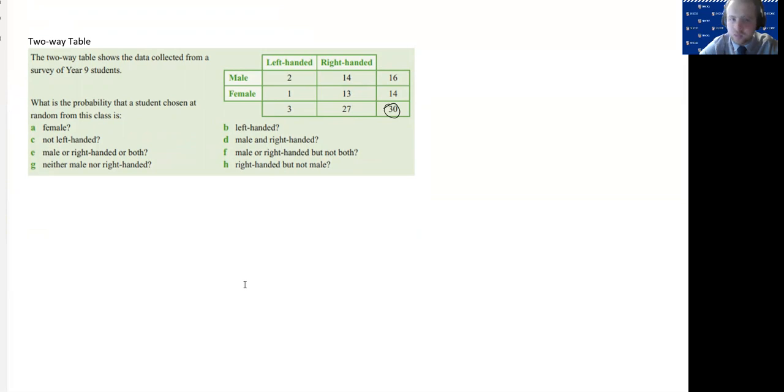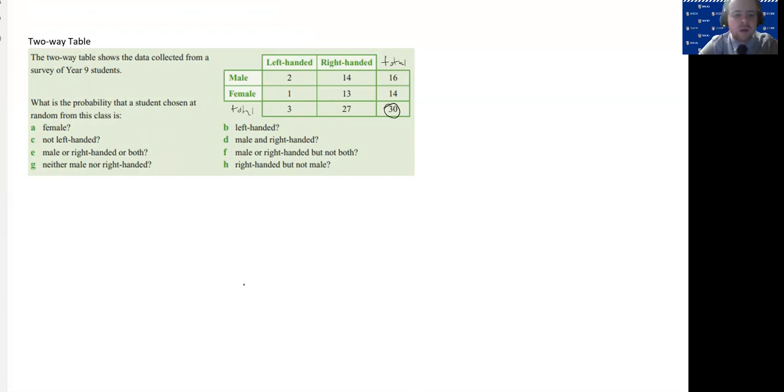What we need to do is look at the total column. This column over here is the total for male and females. This row down here is the total for left-handed and right-handed. So the number 2 represents those who are male and left-handed. The 14 represents those who are male and right-handed.